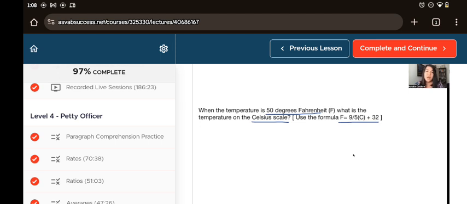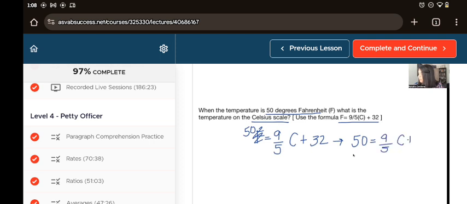So I'm going to rewrite my equation here. And because I already know Fahrenheit, I'm going to replace it with 50. So let me rewrite that so it makes more sense. 50 equals 9/5 times C plus 32. Easy stuff, right? So now that we've plugged in the 50, now let's do the next steps. Well, we want to get the C by itself.